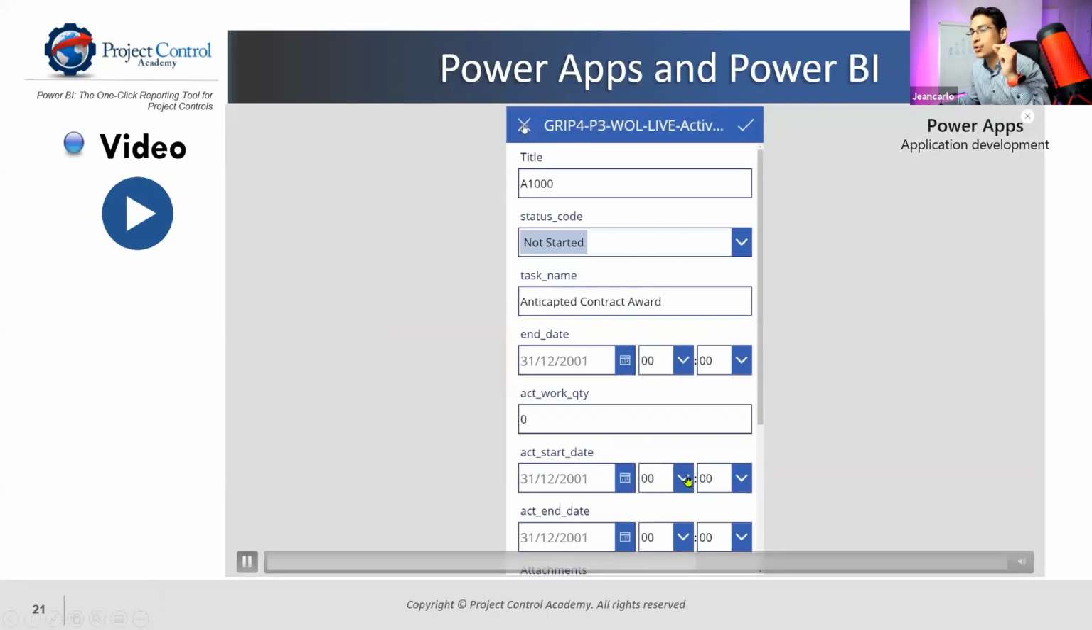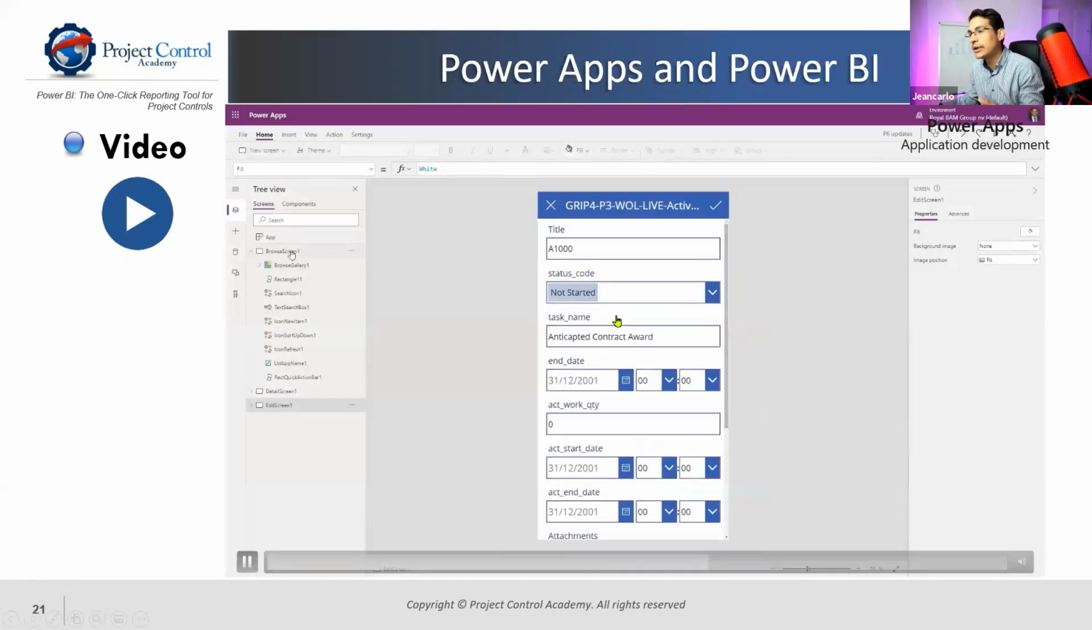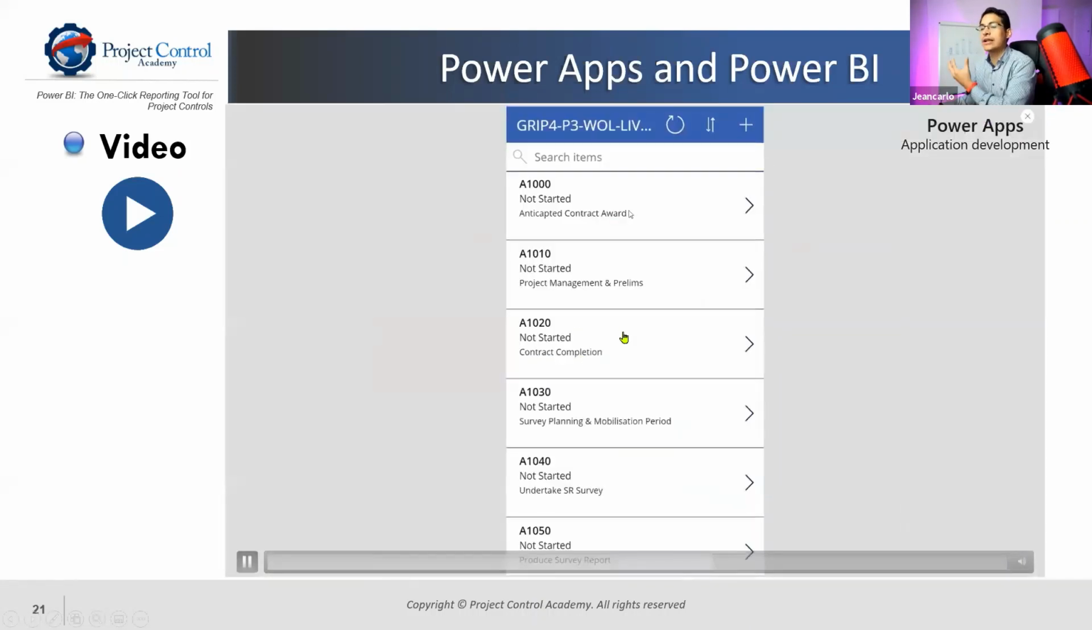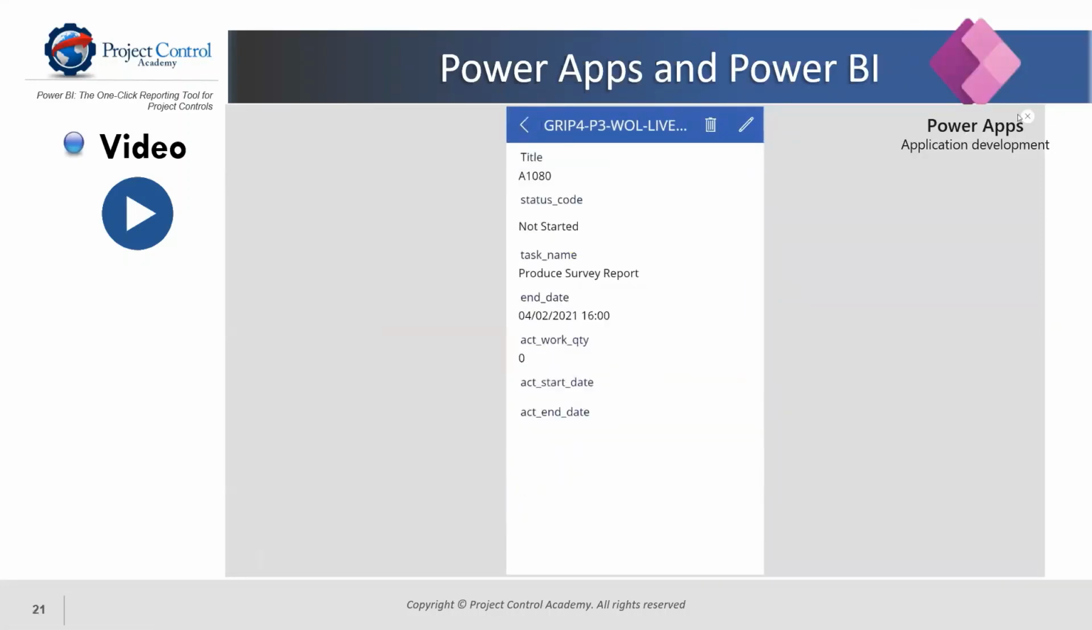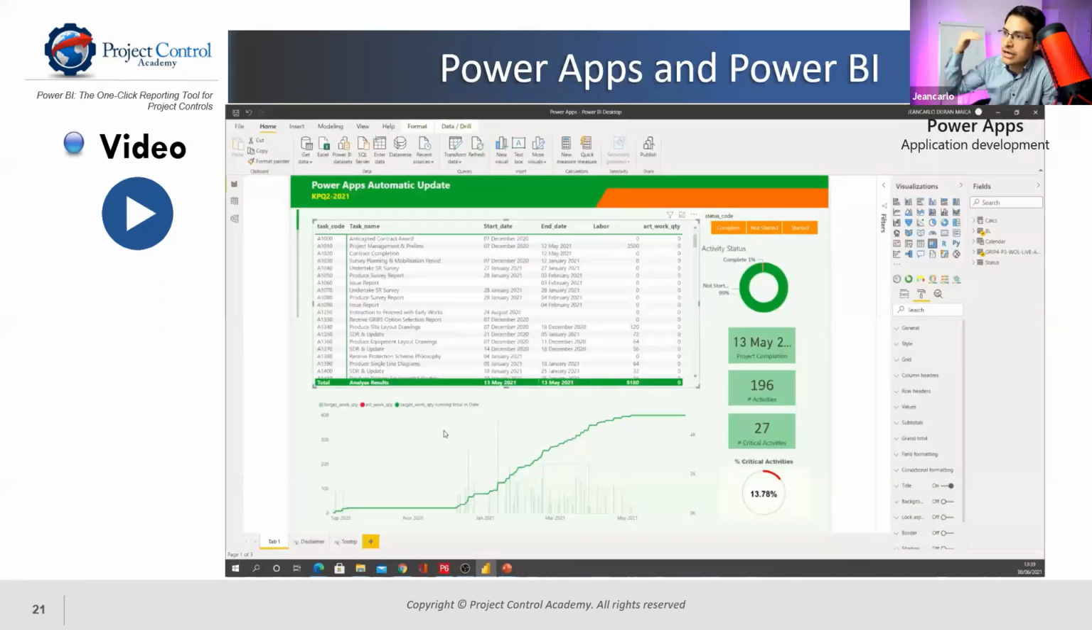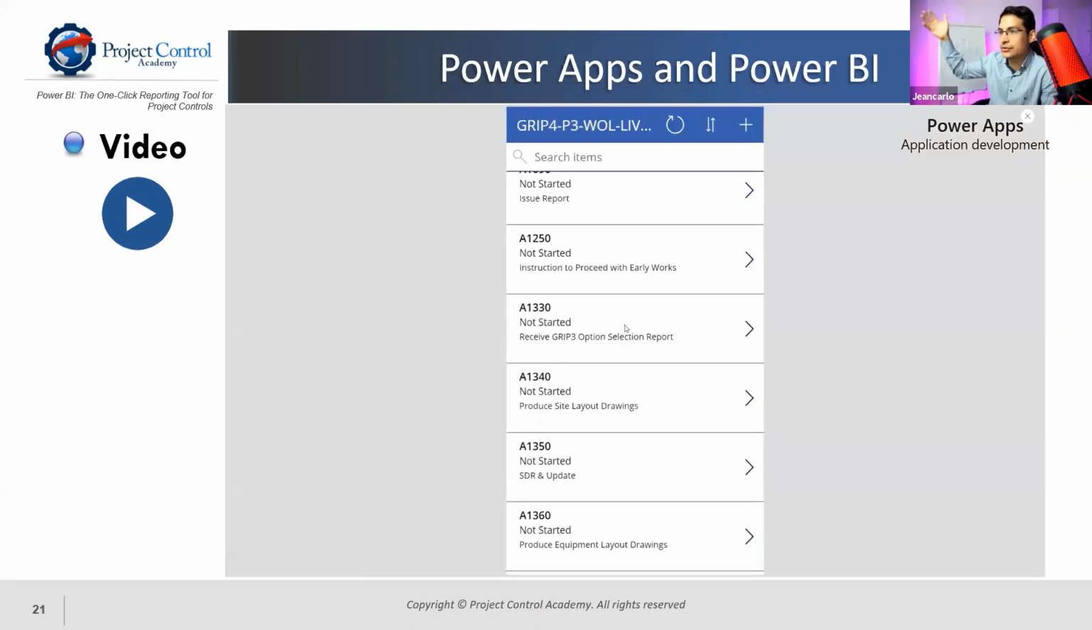So I can go into one activity, I can select one activity of my program, and then I can change the status code from not started to complete, and all that information can come back directly to your P6 at any point. And also it can be reflected on your Power BI report if you have connected that to the cloud. And basically, I have already done that preparation work behind the scenes. So this report is connected to this app just by setting up the data sources.